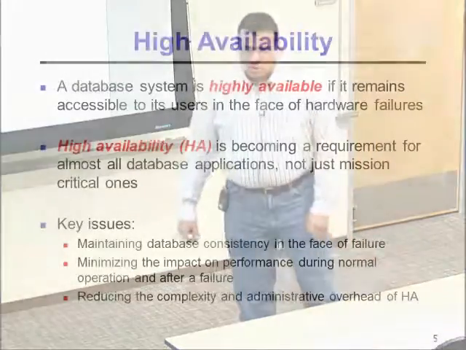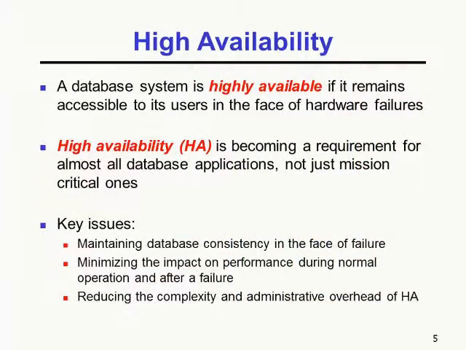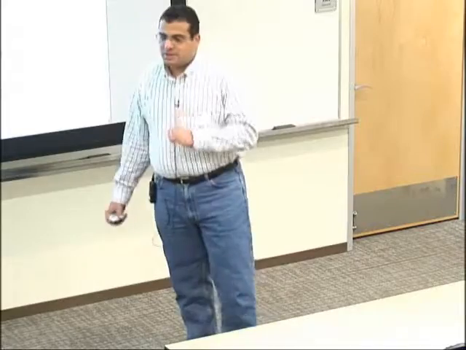So let's start with RemusDB and high availability using virtualization. First of all, what do we mean by high availability in this context? What we mean is resilience to hardware failure. I know that when people talk about high availability, they talk about scheduled downtime and unscheduled downtime. Here we're focused more on the unscheduled downtime. We're focused on resilience to hardware failure.